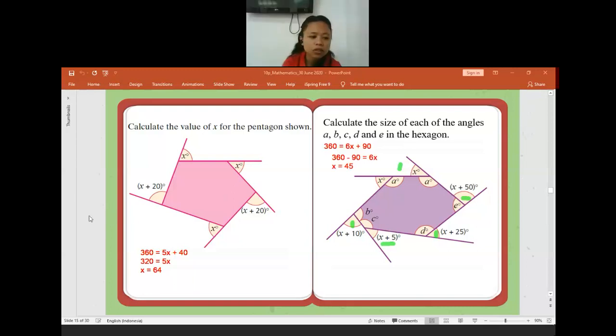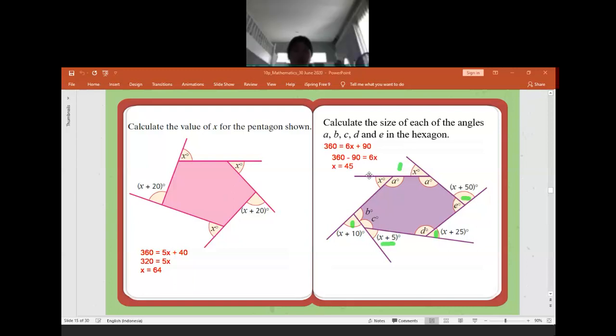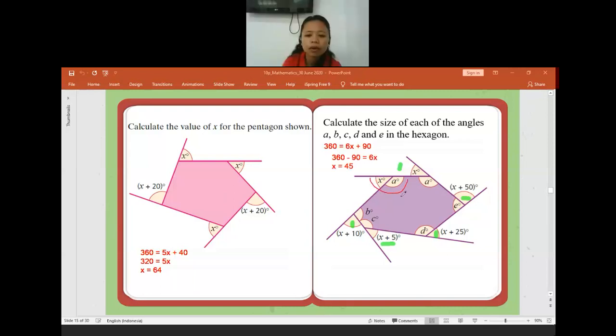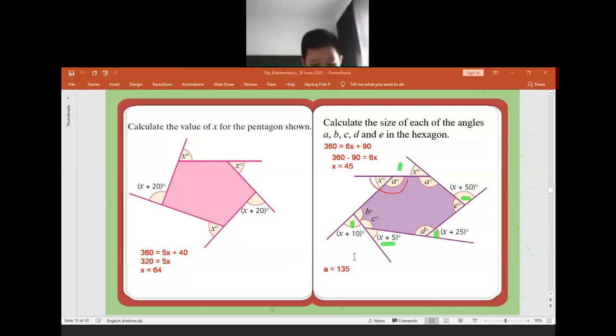Yes, correct. From here, it will be 135 for A. Okay, good job. Is there anyone confused for A? How to get 135? If no one is confused, let us find B.